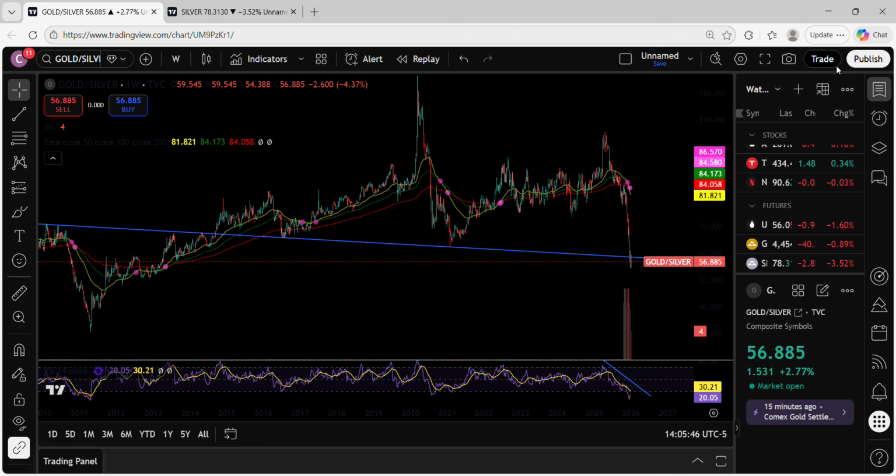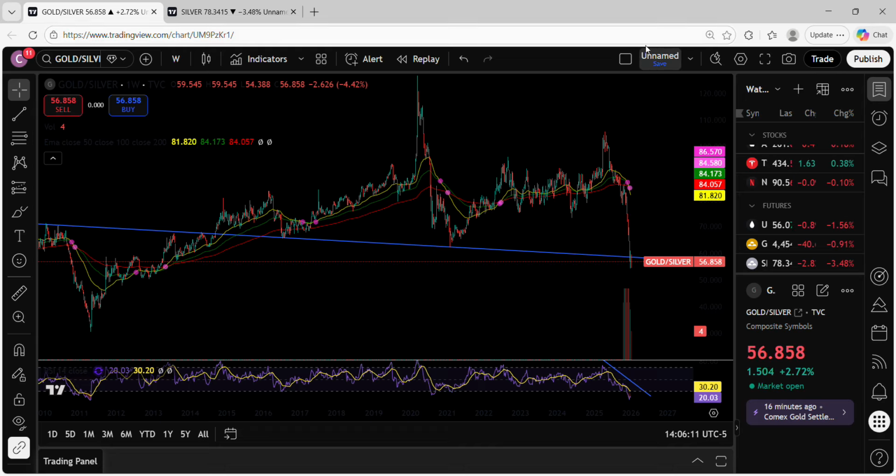Now, I can't look at upside targets for silver without first looking at the gold to silver ratio chart, because I think I've done a pretty good job, if you looked at my content in the past month or so, establishing that the gold and silver ratio is a key component in figuring out upsides and downsides for silver.